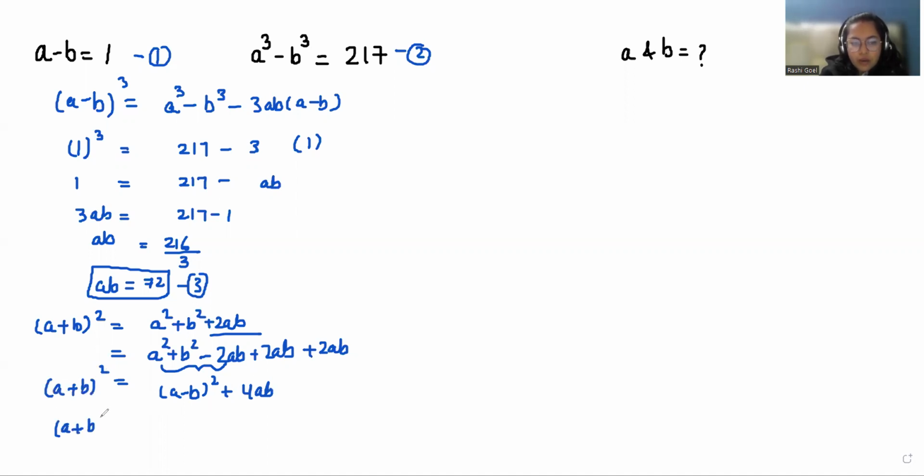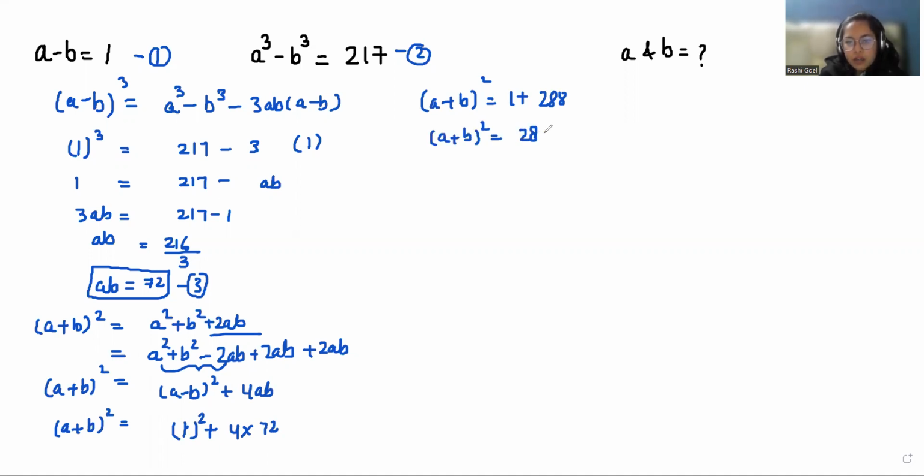Now we have the value of a minus b, that is 1 square, plus 4 times ab from equation number 3, that is 72. So the value of a plus b whole square is 1 plus 4 times 72, which is 288, so a plus b whole square is 289. I'm taking square roots on both sides.